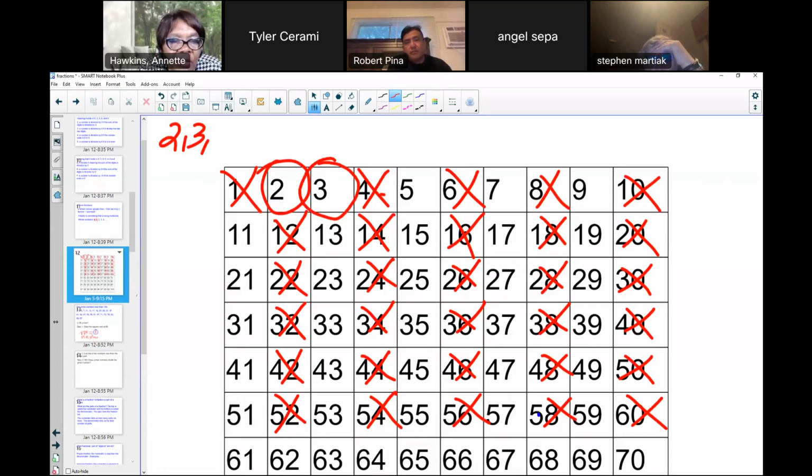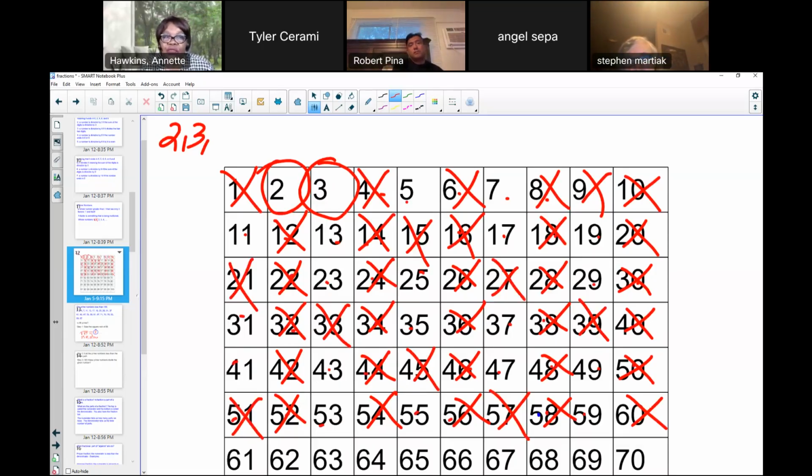So all I have to do is count 1, 2, 3, 1, 2, 3, and cross out every third number all the way through. Now, why did I cross those out? Because they cannot be prime, because they have more than two factors.